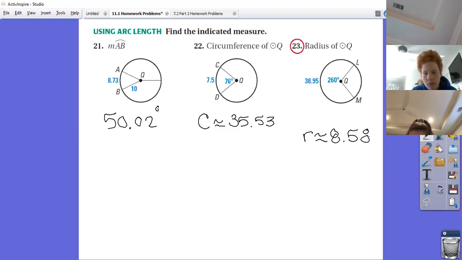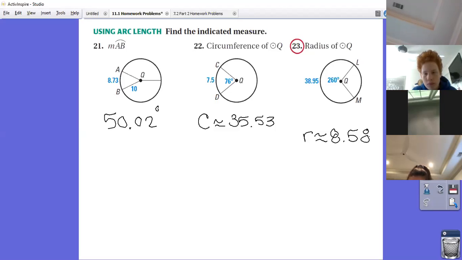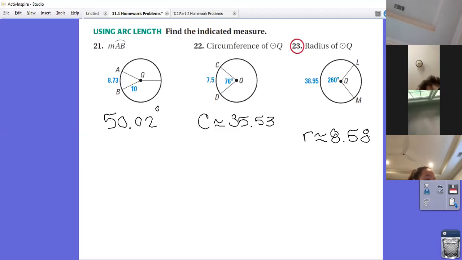A little bit more algebra. Can you do 22? 22, okay. Anybody need to see another one? Can you do 21? Okay, 21, 22. All right, I'll start with 21.